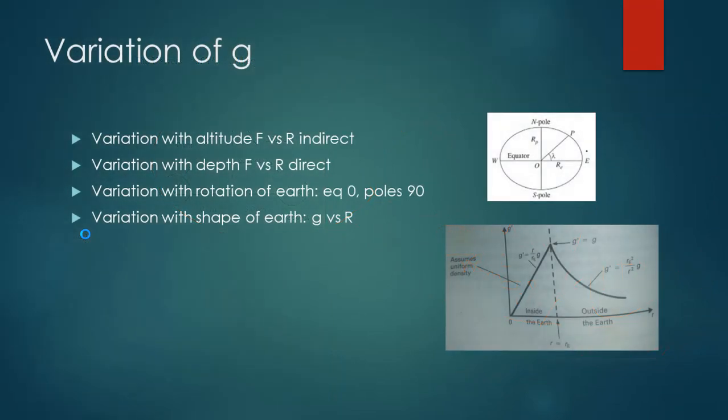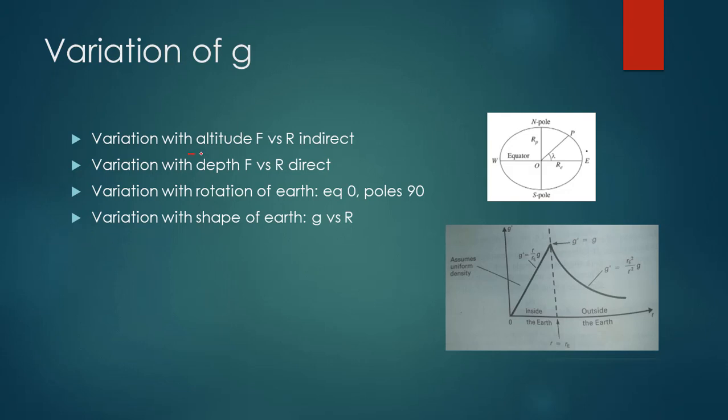So we have seen this G. Huyu G inaonekana anavary na vitu vingi. So G, as G, the value of G varies with four things, at least four things.